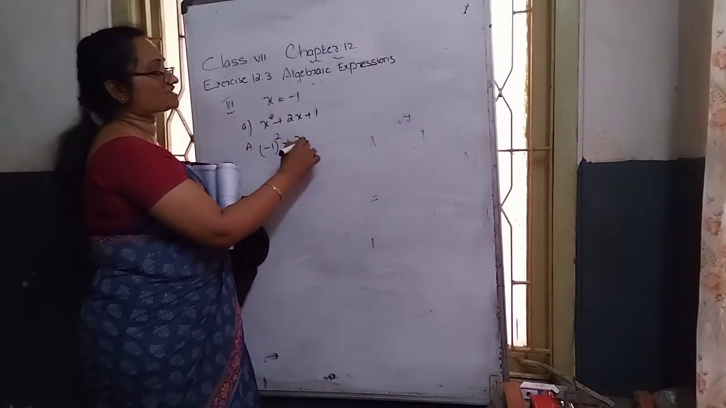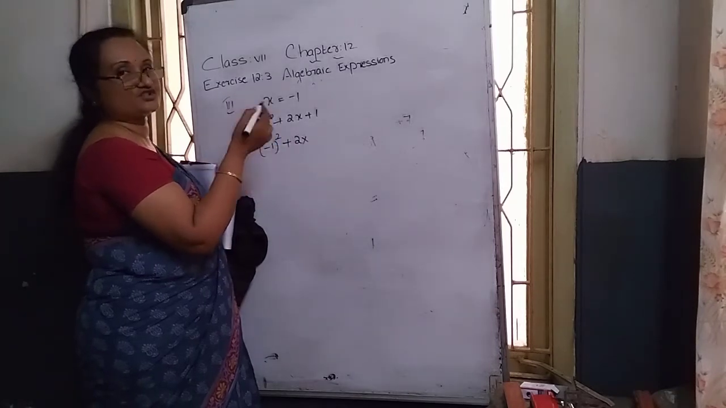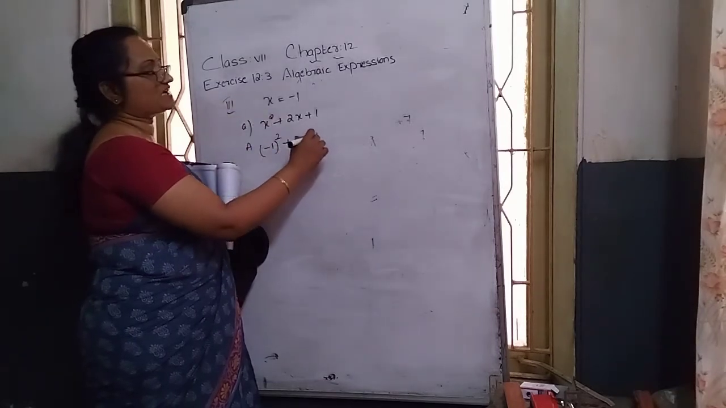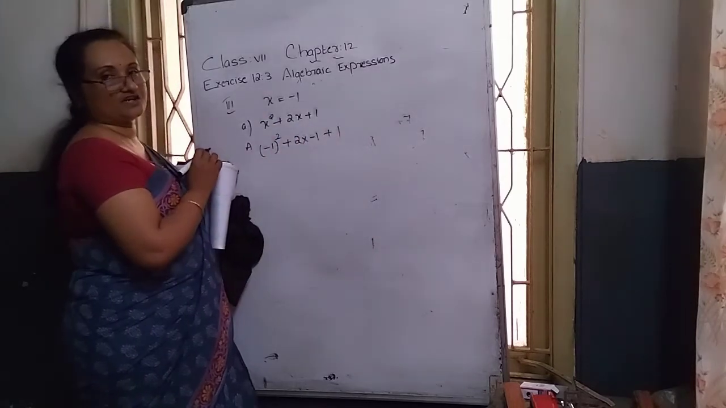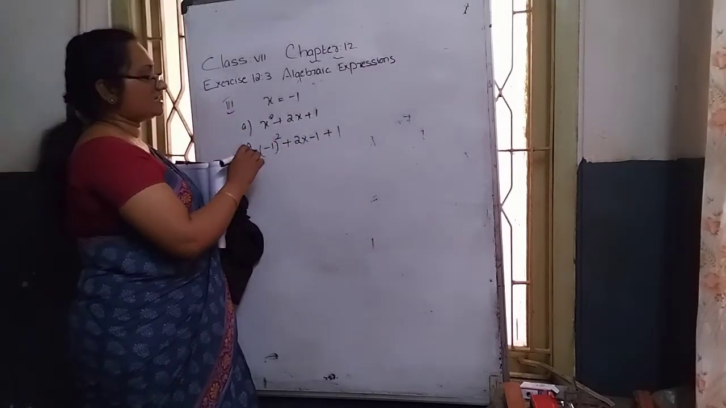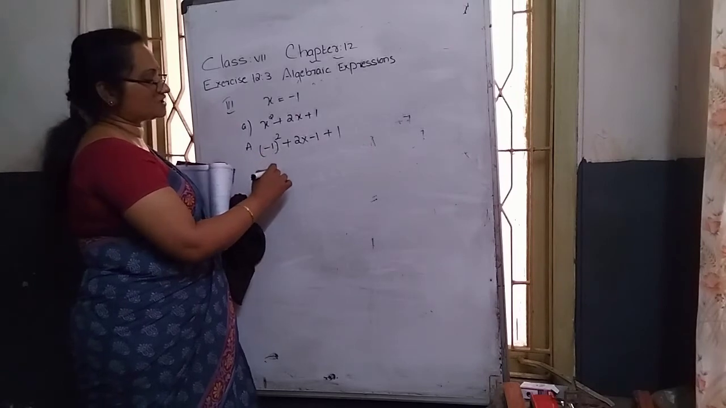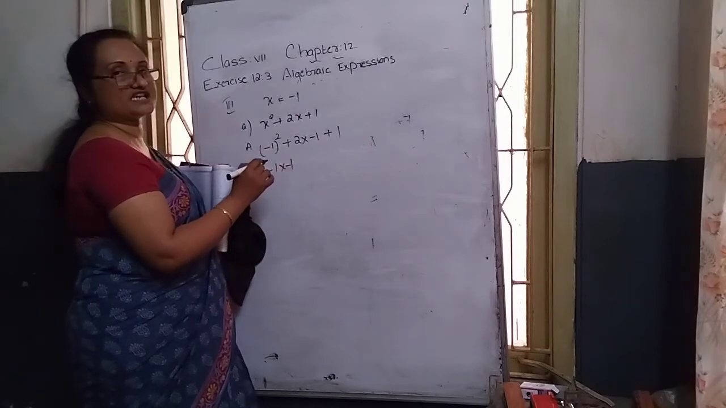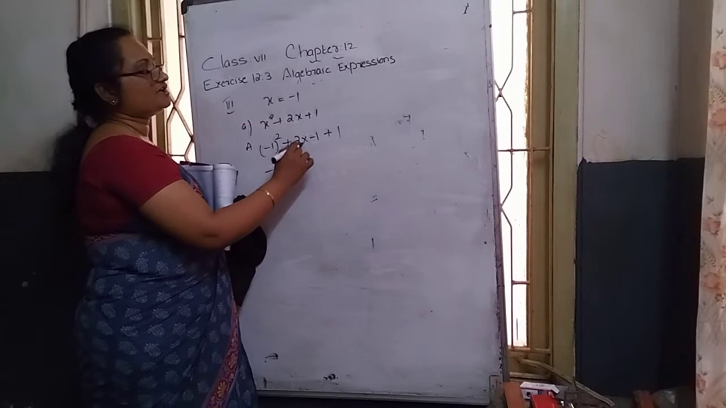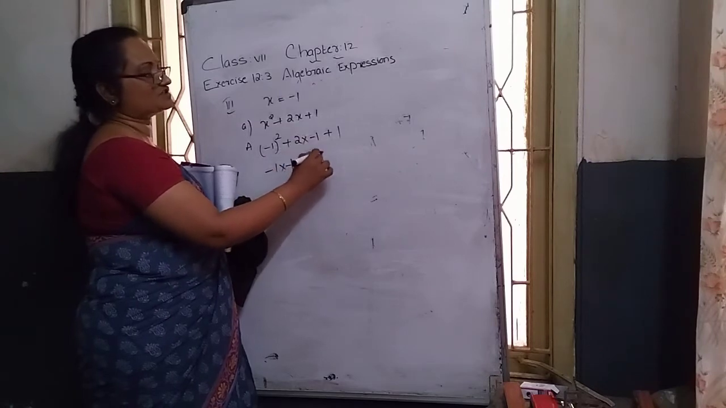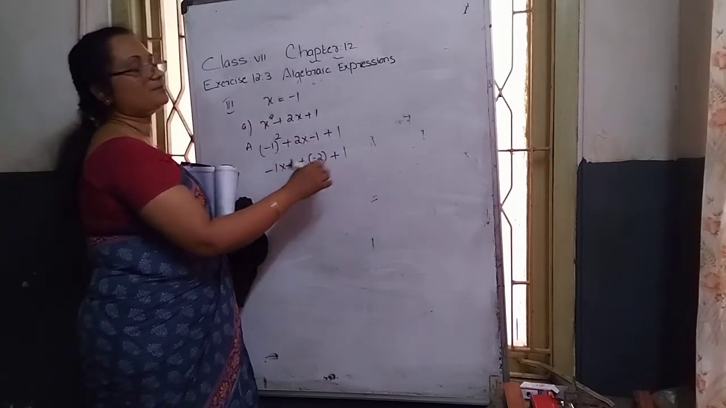Plus 2 into x, means 2 into x. 2x means 2 into the x value, how much? Instead of x, place minus 1. The third term is a constant term, 1 only, that constant term is repeated. Again minus 1 the whole square means how many times multiplied? 2 times, right. Plus 2 into minus 1 comes to be how much? Minus 2. The last term becomes plus 1.